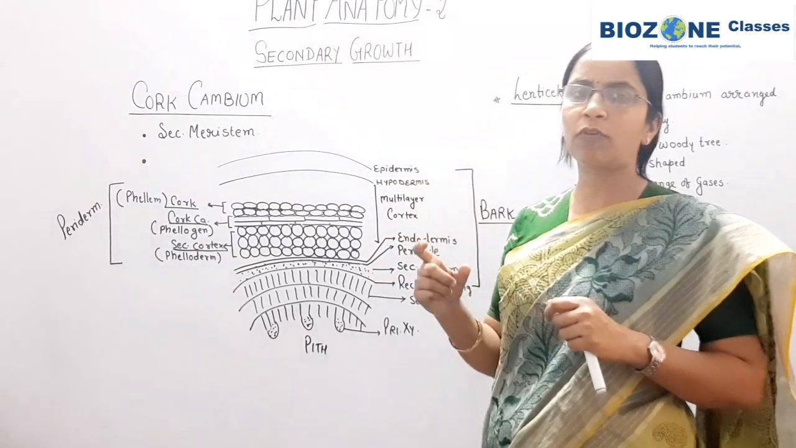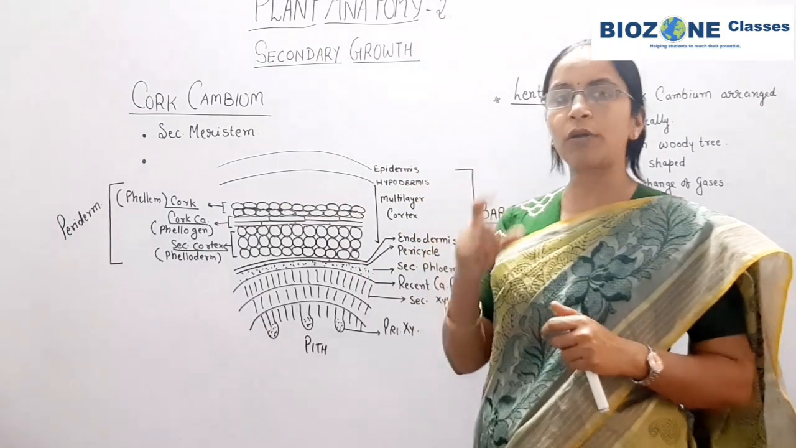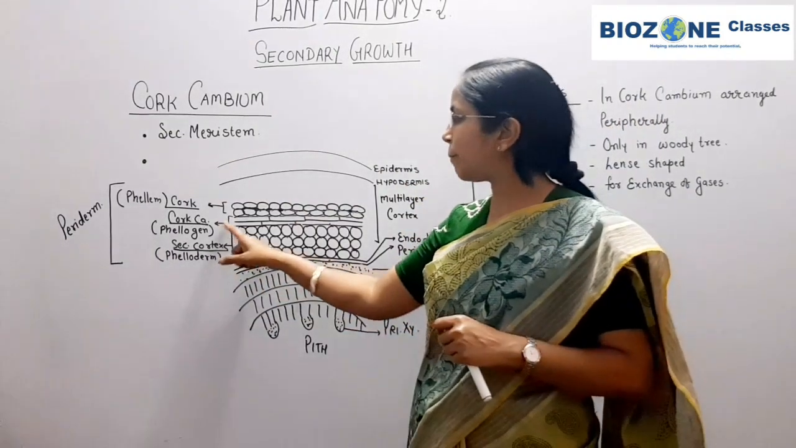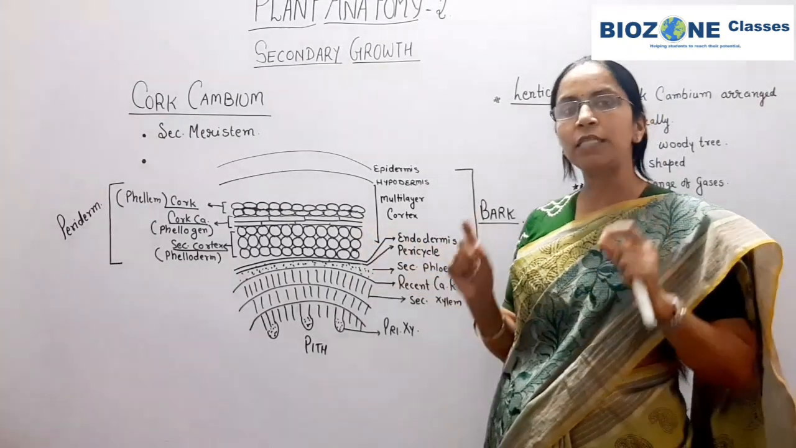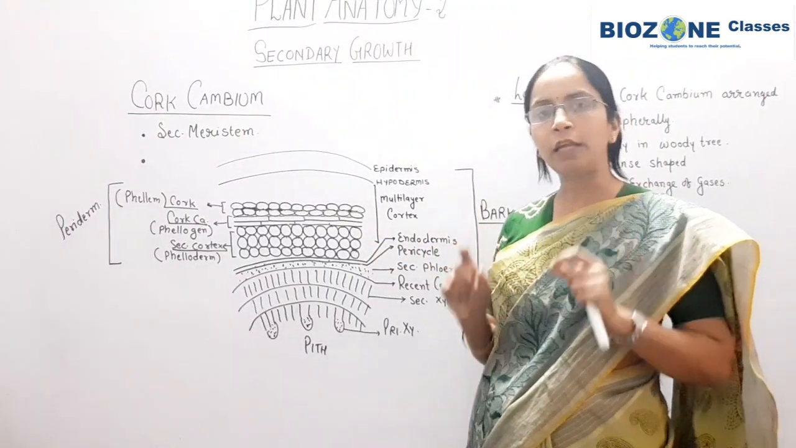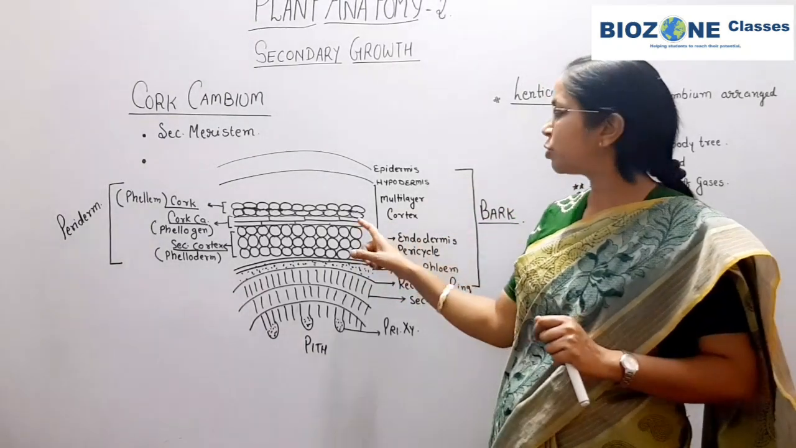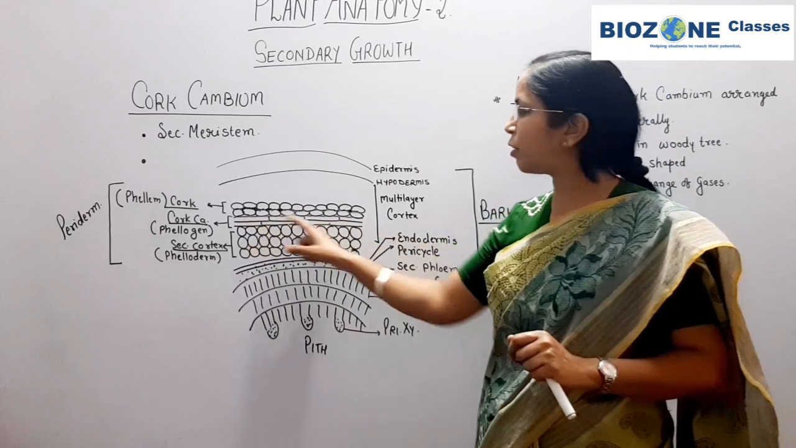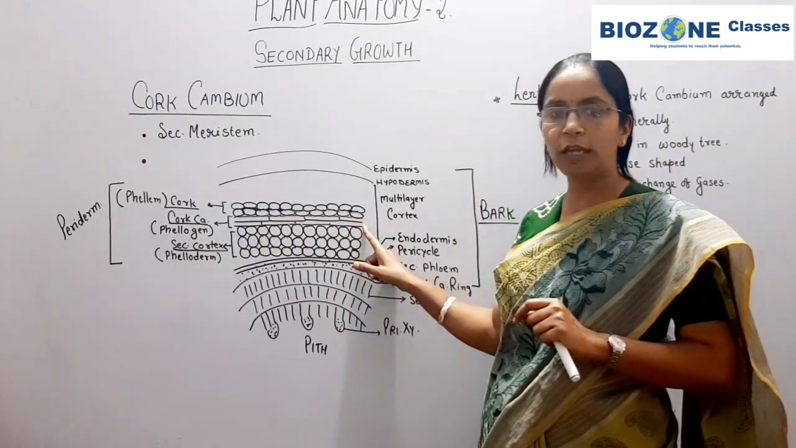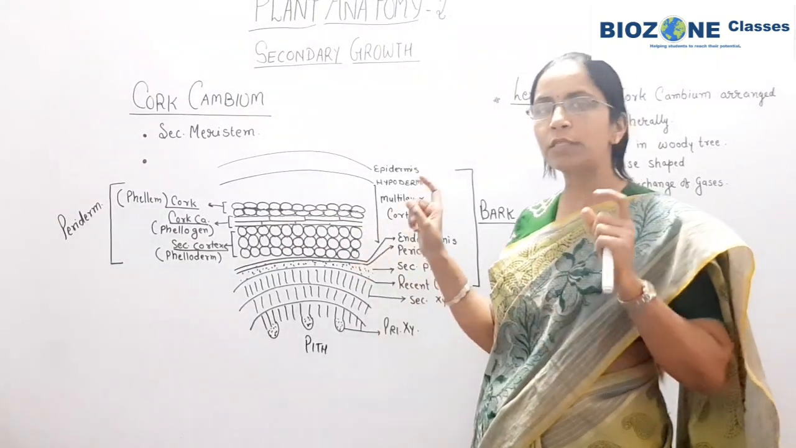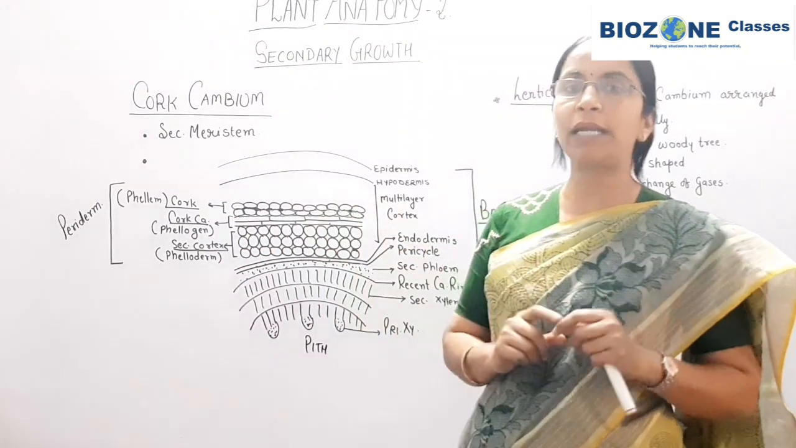Nearly in the center of the cortex, a cork cambium 2 to 3 layers thick is formed. If you go through your NCERT text, it is clearly mentioned that the cells are rectangular, thin walled, closely packed and narrow in thickness. So 2 or 3 layers of rectangular cells are arranged. Initially only these layers are formed. These layers or this tissue is called cork cambium. Cork cambium is a meristematic tissue.